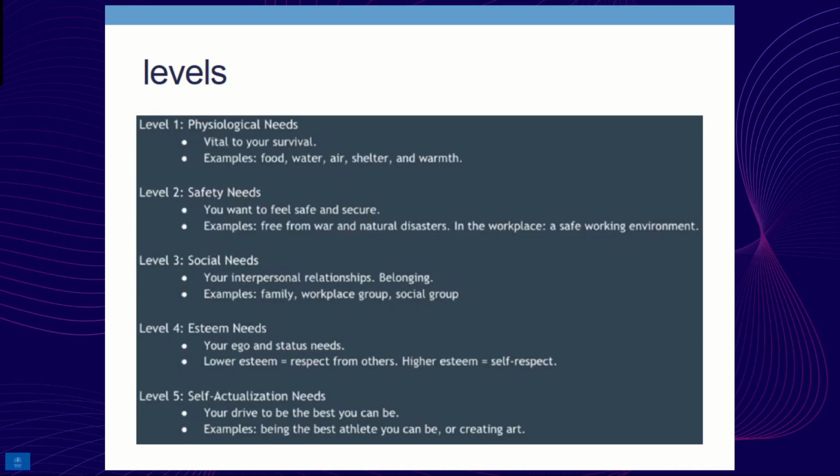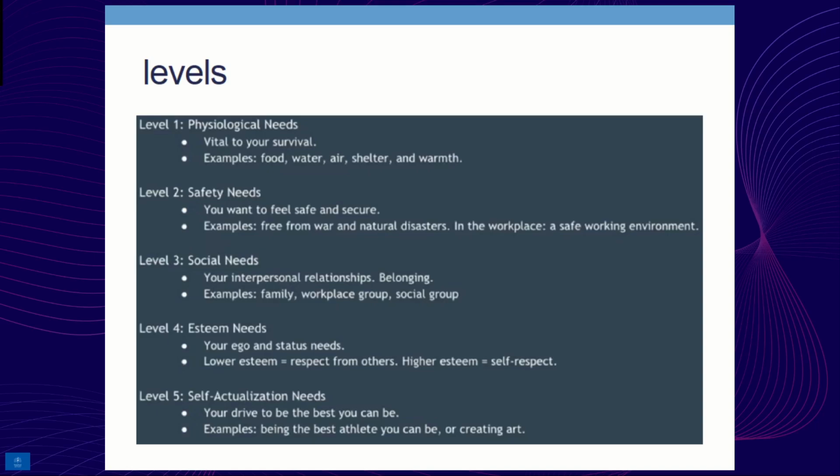Here are some examples of actions employers can take to motivate employees using Maslow's hierarchy of needs. Physiological needs in the workplace. If your employees can't meet their basic physiological needs, then they won't be motivated to try and move to the next level. As an employer, you should ensure that your employees have a comfortable work environment, including access to clean water and restrooms.